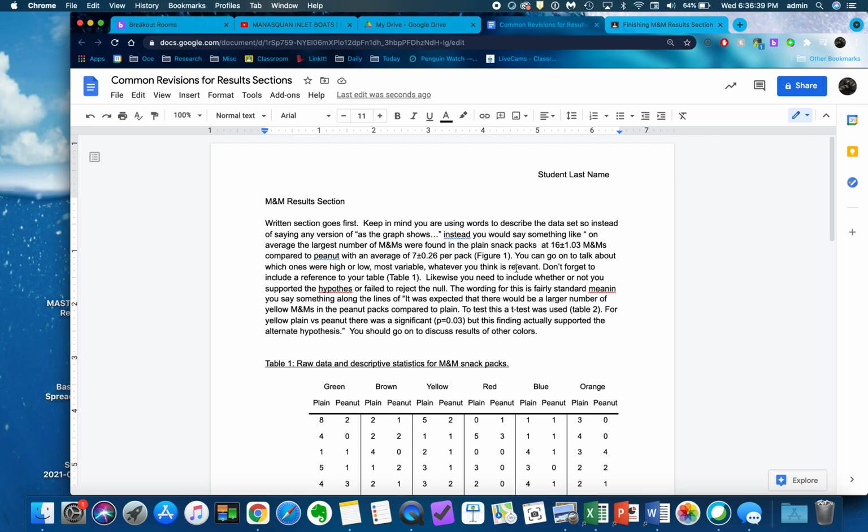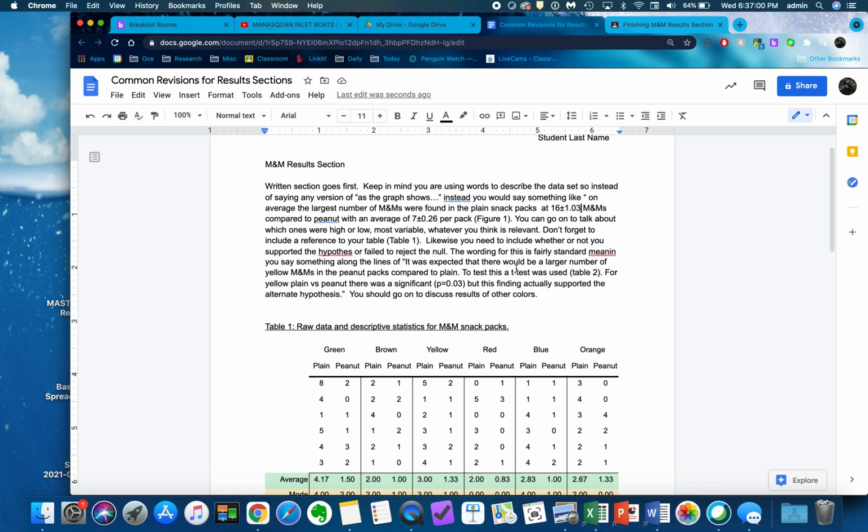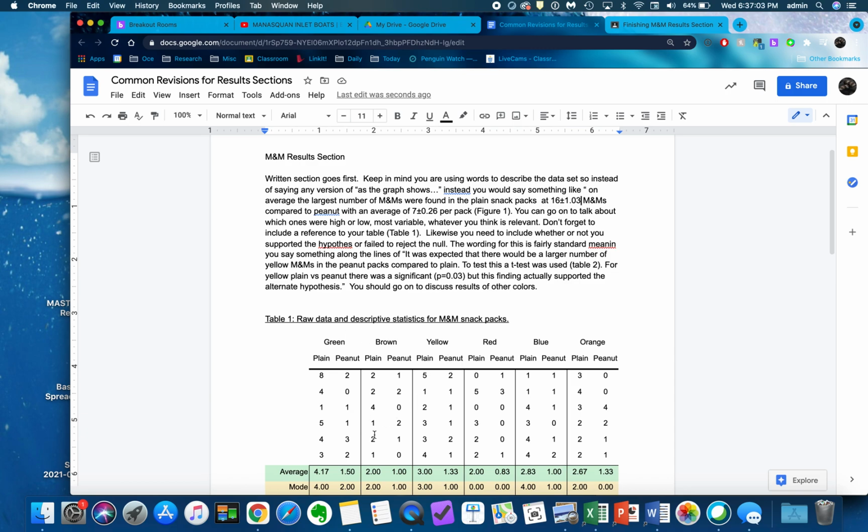When you continue to talk, remember, you really only need a paragraph, maybe two at most, for this. You can talk about the highs, which pack had the highest number, which had the lowest number. You can talk about which had the highest average, which had the lowest average, which ones had the most variability, things of that nature. When you talk about that, you want to include the number, and at the end of the sentence, reference back to where they can see that. If you're going to talk raw data, you would then reference table 1, or depending on what order you put them in, table 2.